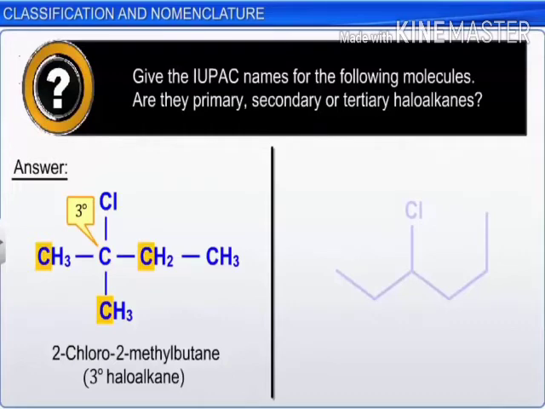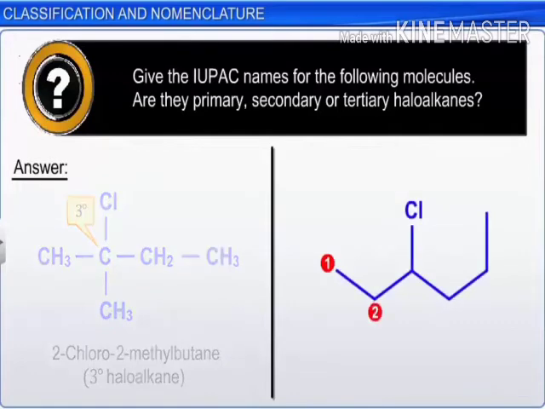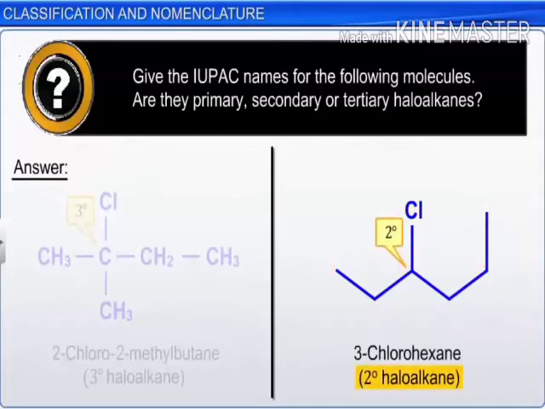The IUPAC name for the molecule on the right is 3-chlorohexane. It is a secondary haloalkane. Notice that the chlorine is bonded to a carbon linked to 2 other carbon atoms.